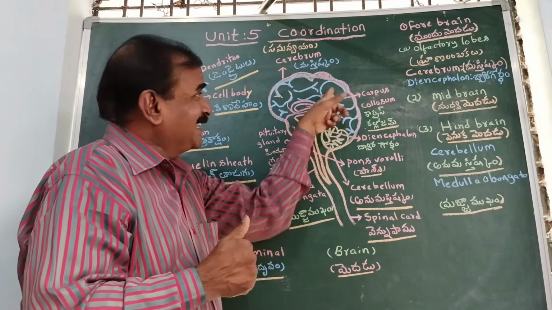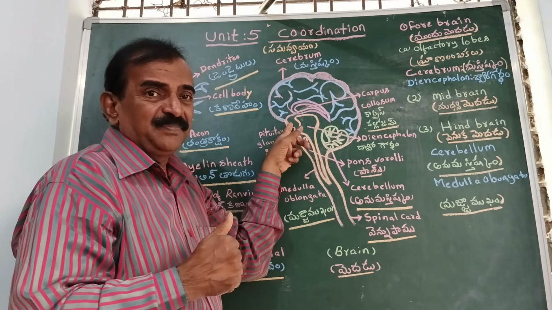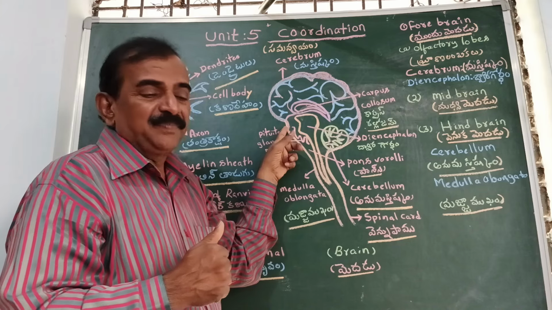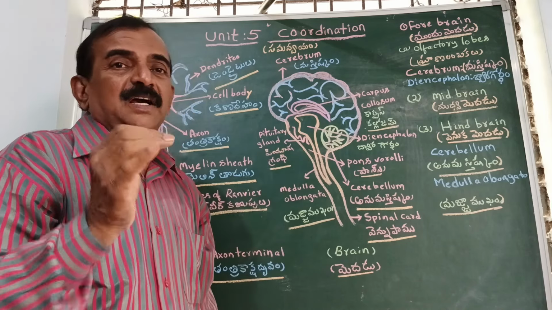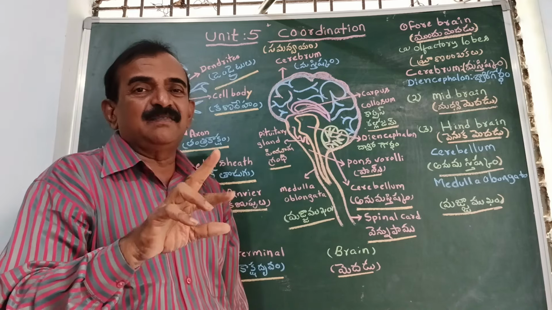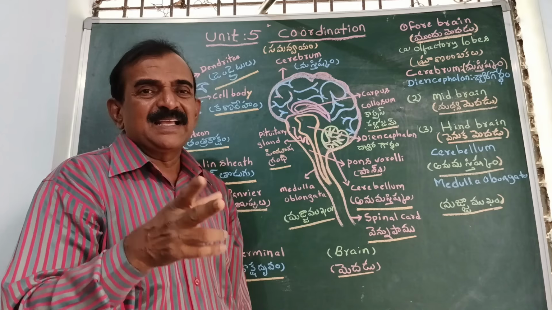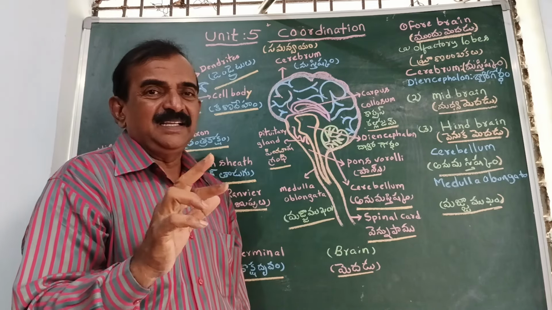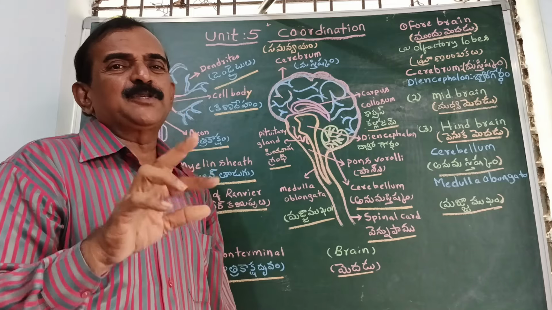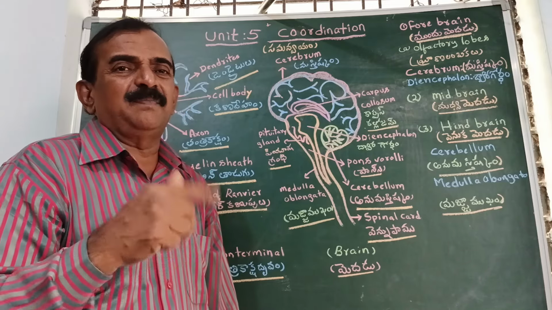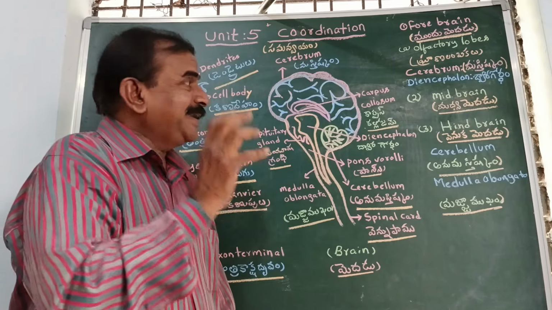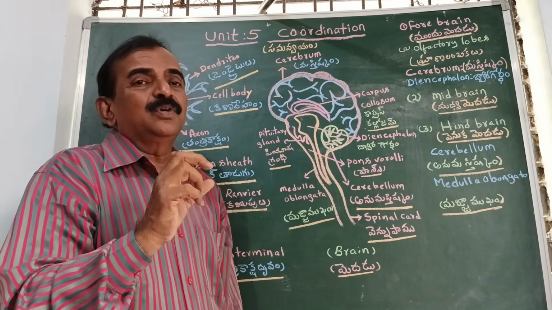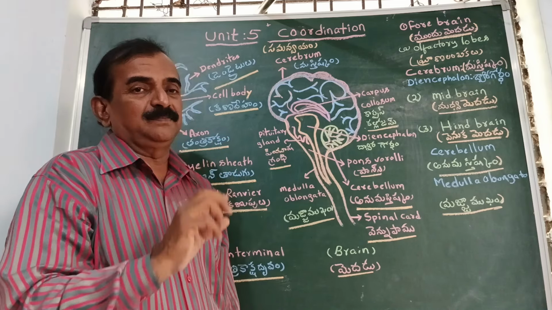Again you see the cerebrum. This part is called the cerebrum. The first part of the brain is called the cerebrum, and it consists of 2 cerebral hemispheres connected by the corpus callosum, and it has gyri and sulci. Again each cerebral hemisphere is divided into frontal, parietal, occipital and temporal lobes. Now I am explaining the functions of the cerebrum.